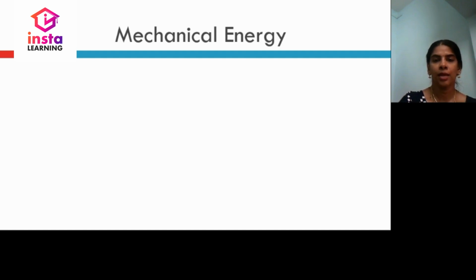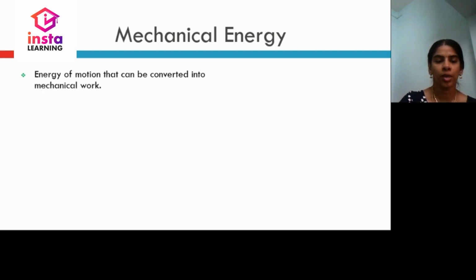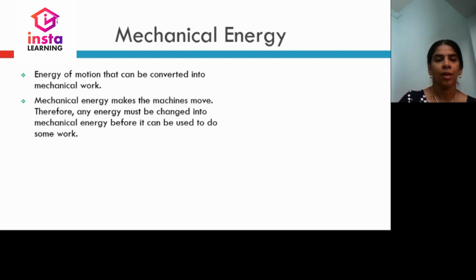Let us learn about mechanical energy. Energy of motion that can be converted into mechanical work is known as mechanical energy. Mechanical energy makes the machines move. Therefore, any energy must be changed into mechanical energy before it can be used to do some work. It includes muscular energy, falling water energy, and wind energy.